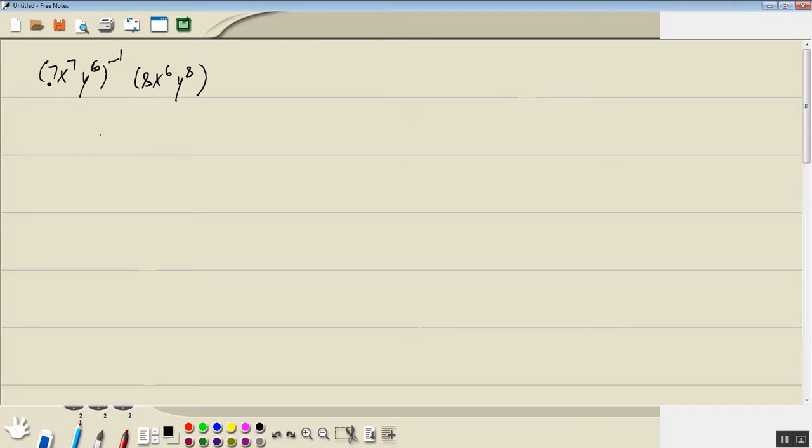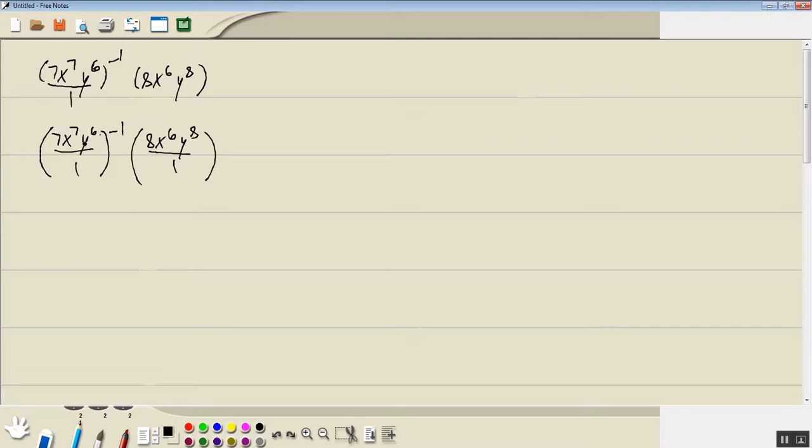Well, if I put this over 1, then we're going to have a fraction. So we'll have 7x to the 7th, y to the 6 over 1 to the negative 1 power. And I'll go ahead and put this over 1 while I'm at it, because we're going to be looking at fractions here pretty soon, and it's helpful if they're both fractions.